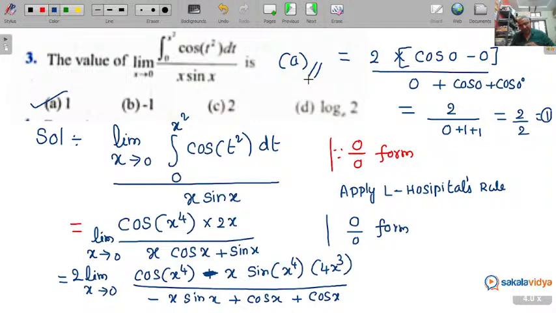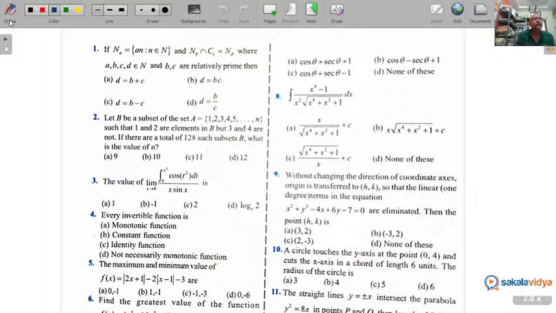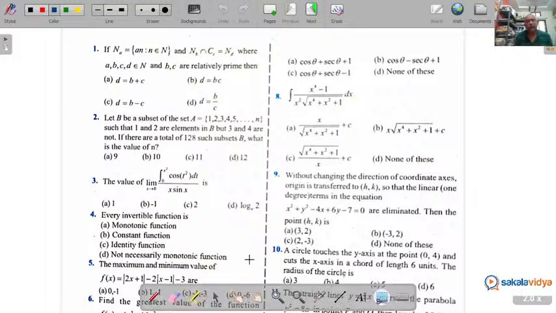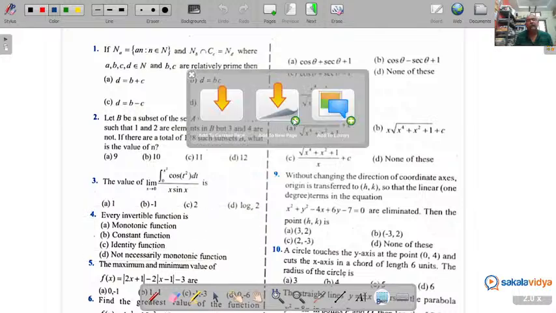So let us move to the fourth question now. What is the fourth question now here?